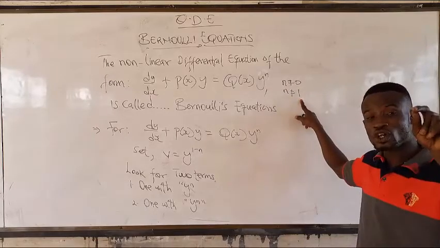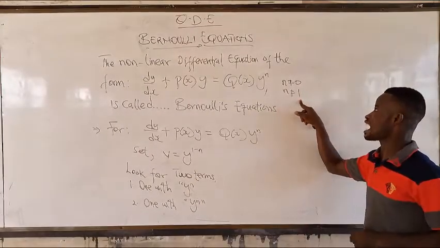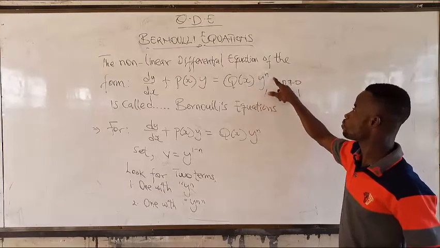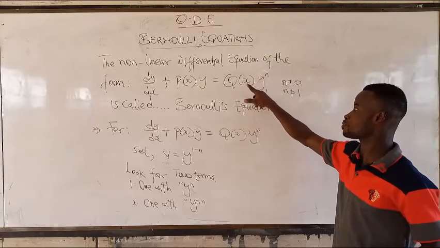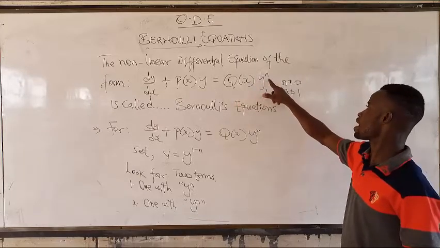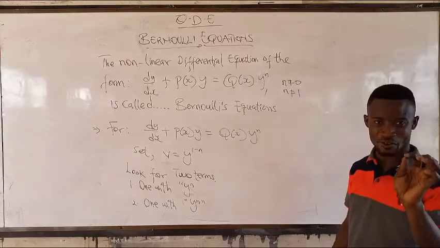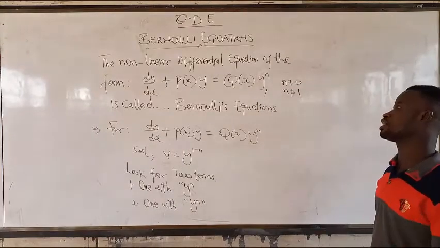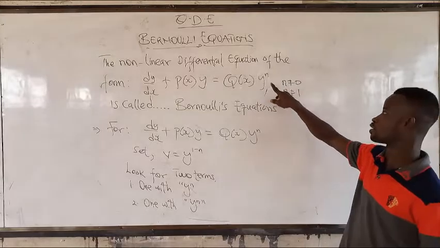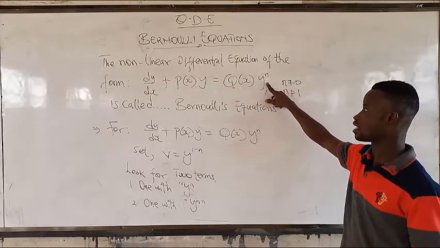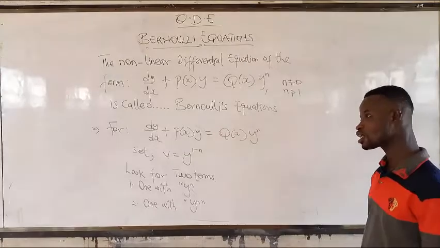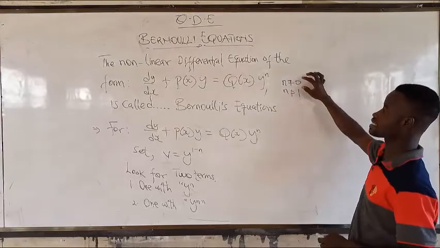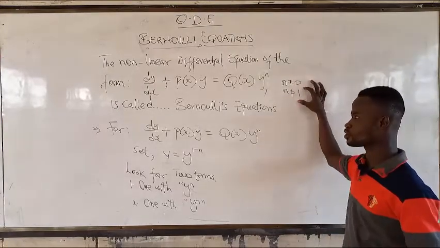Tell me, for it to be equal to 1, what will happen? Now you can see that, first of all, for n to be equal to 0, this will become 1, and when 1 multiplies the p(x), it's still the same thing. So when n is 0, it becomes a linear differential equation, and when n is 1, that even spoils the game, because 1 raised to the power 1 will not make any sense as far as this is concerned. Alright. So, the restriction is that n can never be equal to 0, n can never be equal to 1.